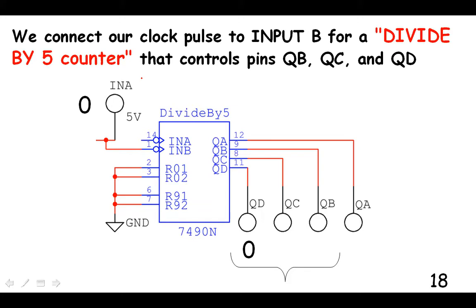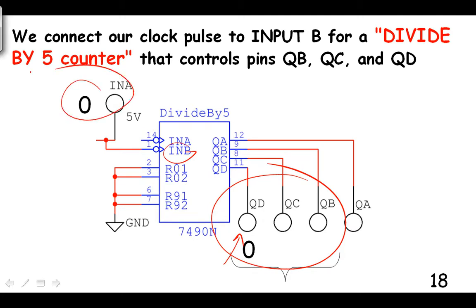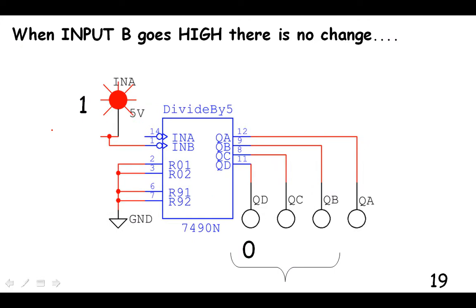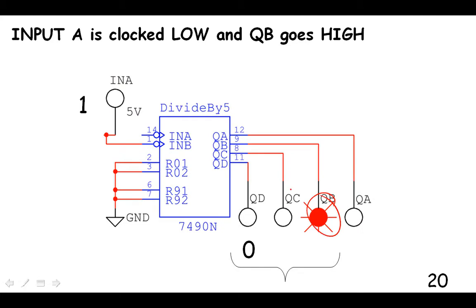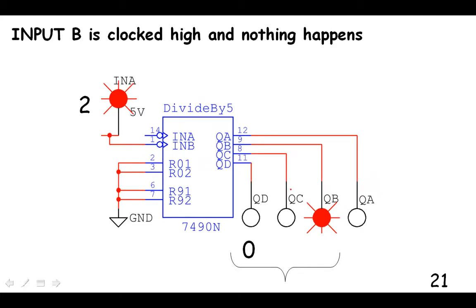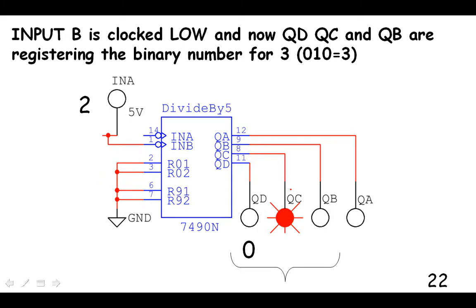We can make a divide by 5 counter if we use input B. So input B relates to these 3 pins, and we'll see this is the one that goes 1 flash for 5 flashes of the clocking of input B. Watch. So input B goes high, no change here. Goes low, we get that goes high. Goes high, there's no change. Goes low here. Now this has gone low, this has gone high. So this is counting in decimal here. You know, this is 2 to the 1, this is 2 to the 0, this is 2 to the 2.